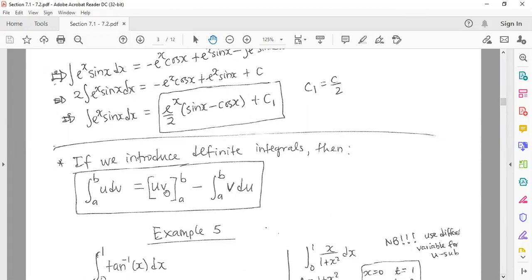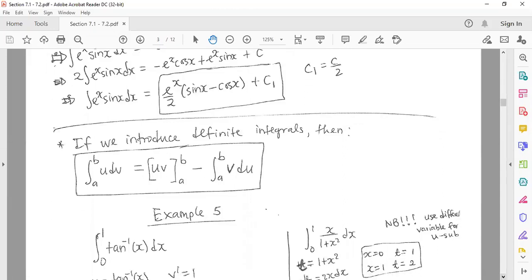How does it work? Again, we apply the formula for integration by parts, but notice that for each of these parts, you need to apply the fundamental theorem of calculus part 2. So the bound is going to be from A to B, and this integral itself is going to be from A to B, all right. So let's see how it works with this one example.